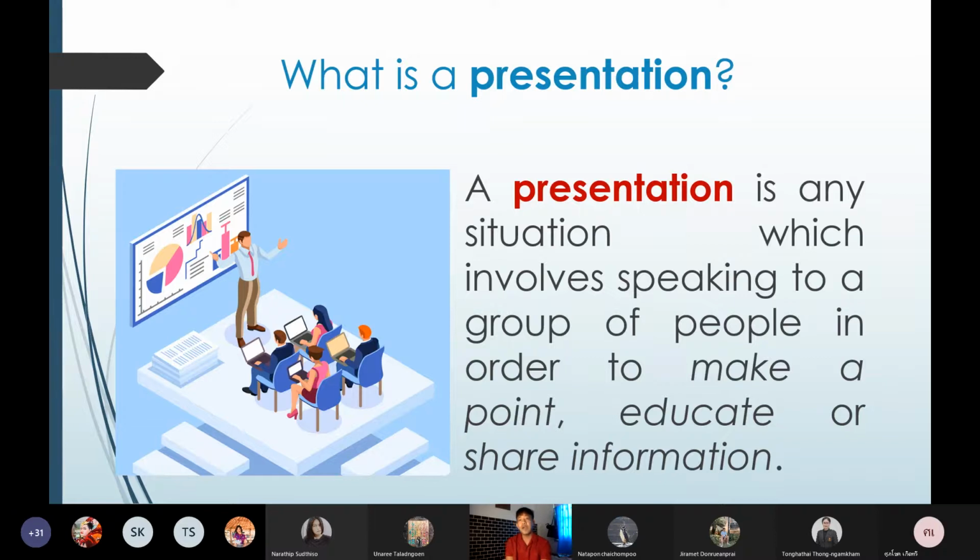Like for us teachers, we do presentations every day in our lives because this is our job: to educate, meaning to give information or to share ideas with our students. As with other professions, for example, we have businessmen and businesswomen. They have to present their businesses, their business presentations. They have to present their business ideas.